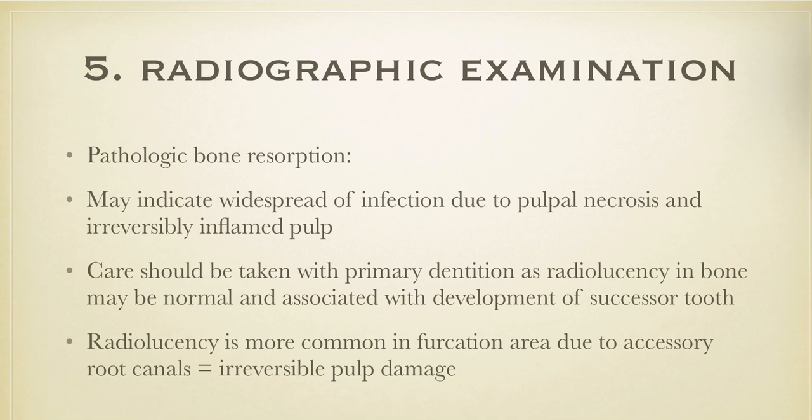If we have a pathological bone resorption, which may indicate widespread infection due to pulpal necrosis and irreversibly inflamed pulp, care should be taken with primary dentition, as radiolucency in bone may be normal and associated with development of the successor tooth. And radiolucency is more common in the furcation area due to accessory root canals. So this might indicate an irreversible pulp damage.